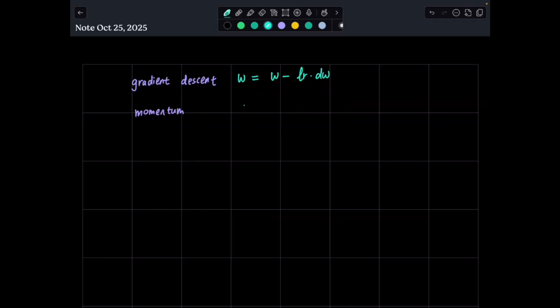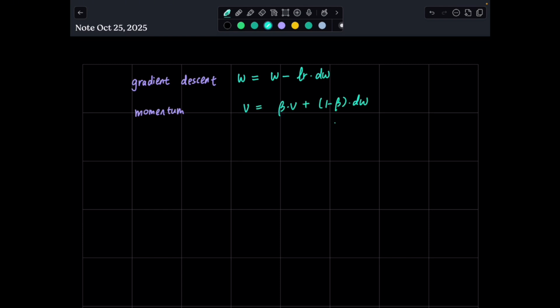Then notice there's actually a problem with gradient descent. It always reacts to the present. It doesn't take history into consideration. So that is why there's momentum. In momentum, there's this concept of velocity. Velocity is the exponential moving average of the gradient. It is expressed like this.